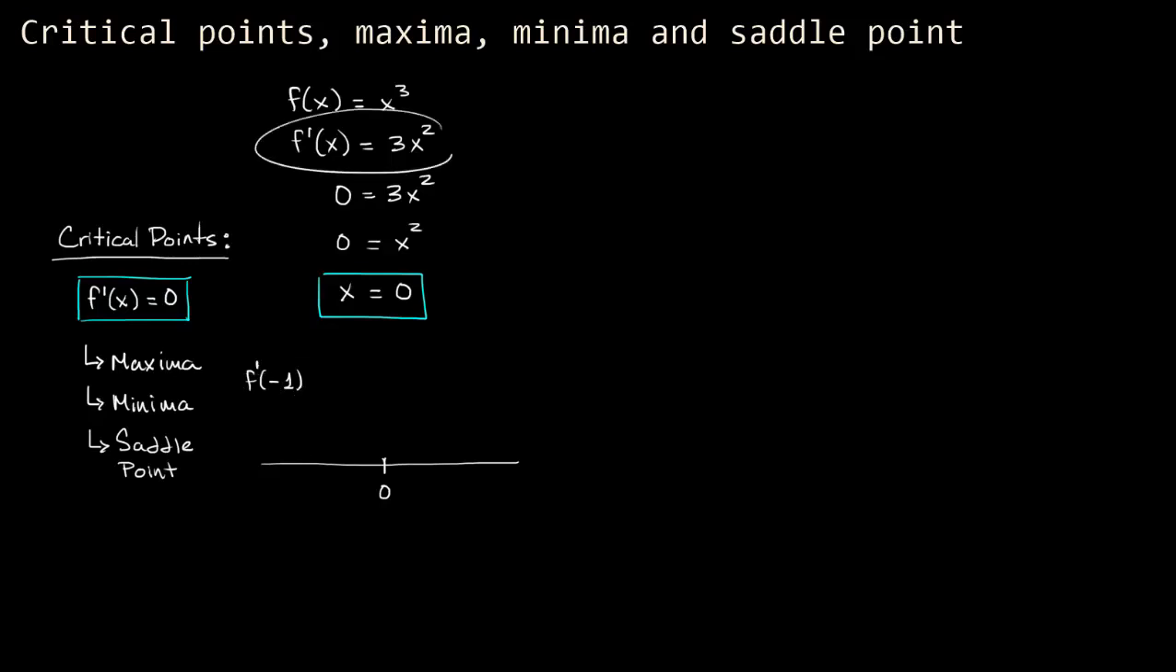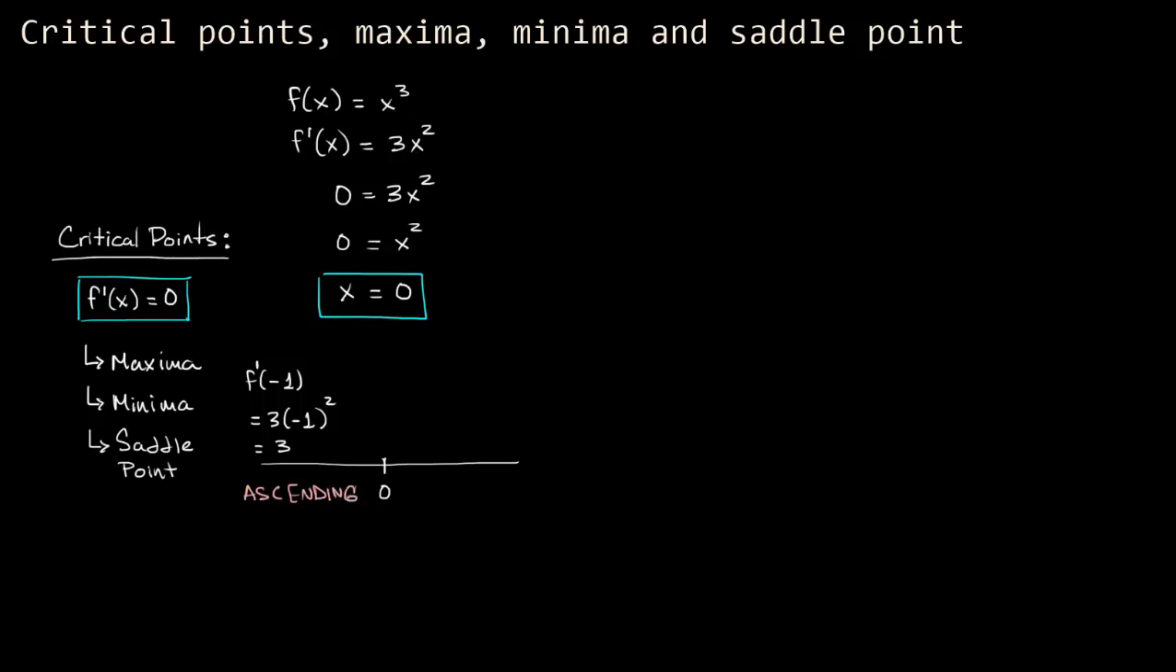So we're going to evaluate on this derivative, and this would be equal to 3 times negative 1 squared. At the end, 3 times 1 would be 3, which is, of course, a positive value, implying that the function is ascending.